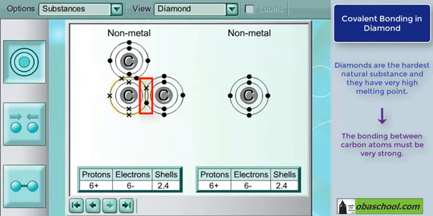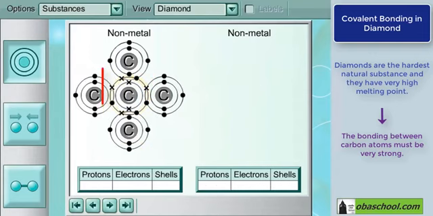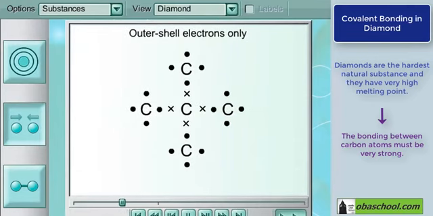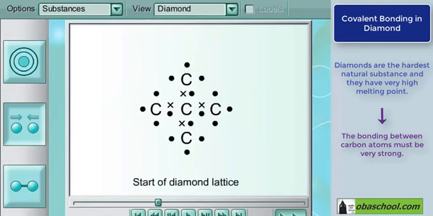And as you can see, the carbon atom in the middle is sharing 4 pairs of electrons with 4 carbon atoms. You can see the bonding from another perspective. So this is the start of the diamond lattice because the diamond lattice is much bigger than 4 carbon atoms.